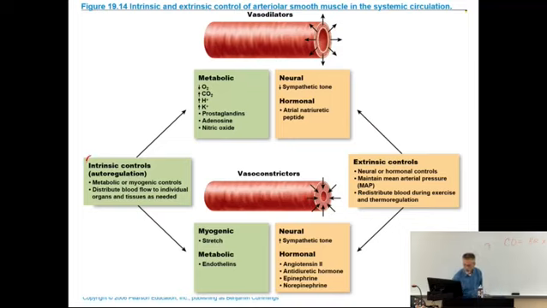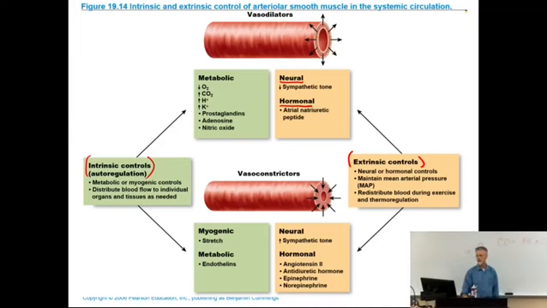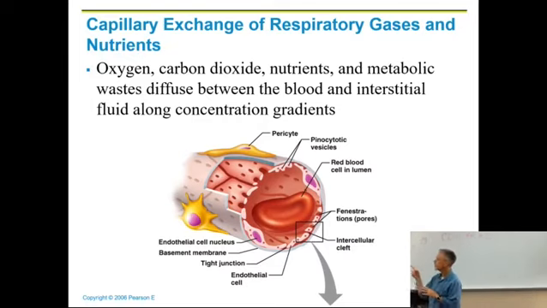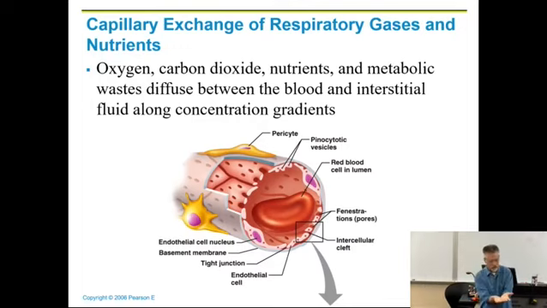So these are what are called intrinsic controls, little local controls, and then some of the things that we were talking about before are called extrinsic controls, coming from the brain, coming from the endocrine glands, and things like that. Okay? So all of these things will affect what's going on at the blood vessels and their delivery of blood down to our tissues. But this is where we start talking about our capillaries, because our capillaries is where finally we get the blood to the tissues.